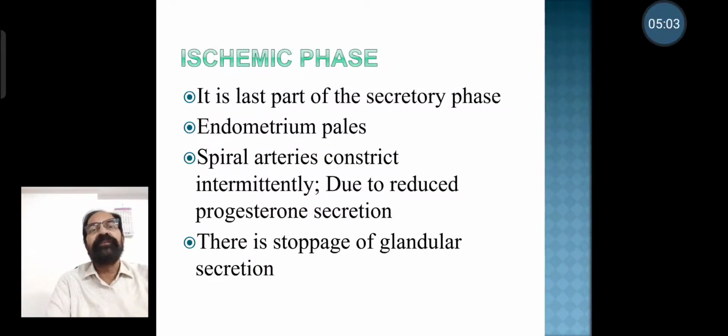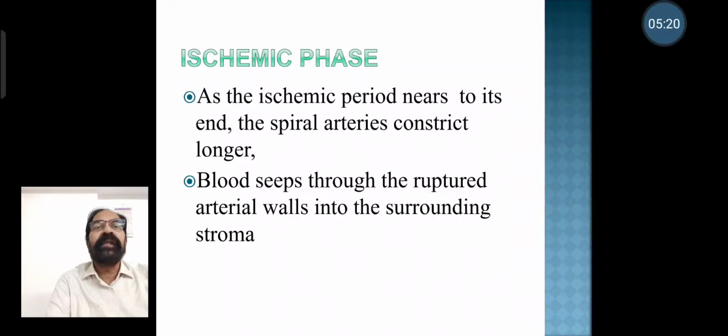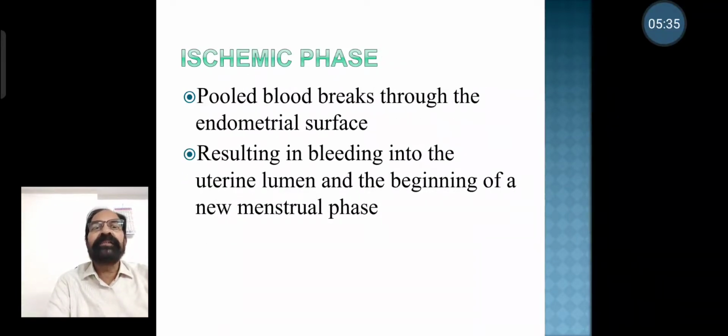Ischemic phase. It is the last part of secretory phase. Endometrium pales. Spiral arteries constrict intermittently due to reduced progesterone secretion. There is stoppage of glandular secretion. As the ischemic period nears its end, the spiral arteries constrict longer. Blood seeps through the ruptured arterial walls into the surrounding stroma. Pooled blood breaks through the endometrial surface, resulting in bleeding into uterine lumen and the beginning of new menstrual phase.